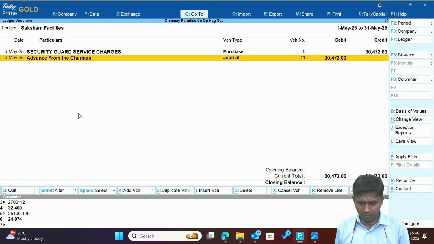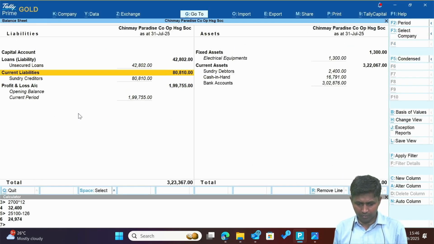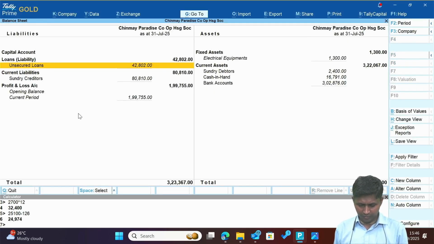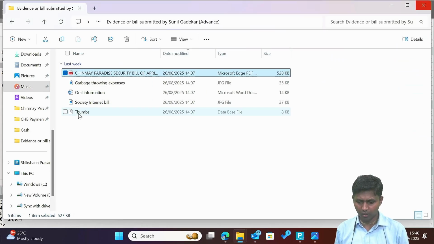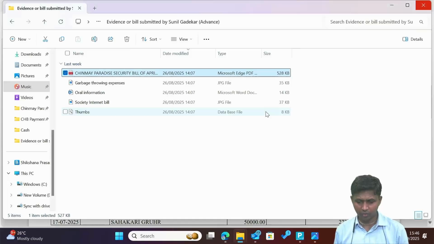Now, in the ledger scrutiny part, you can check the balance sheet view, and in the balance sheet, the 42,802 amount is the same amount matching with this 42,802. That means we have paid the accumulated amount of advance to the chairman on 7th July.